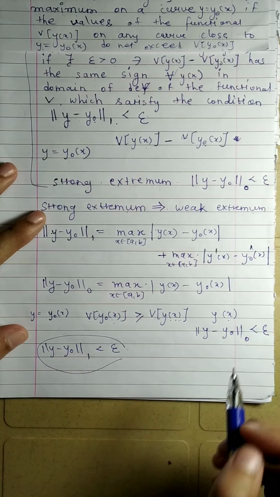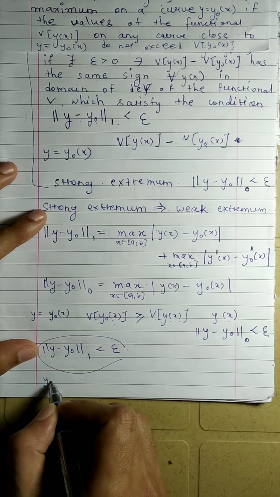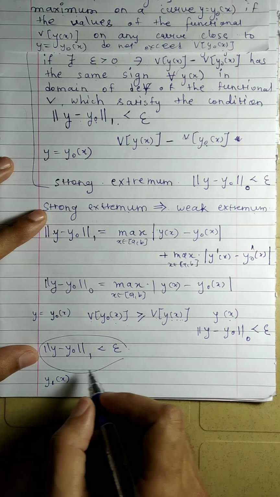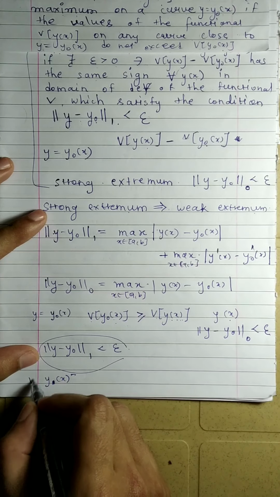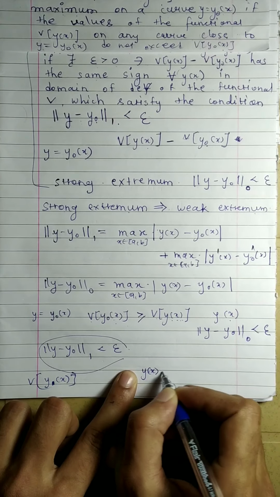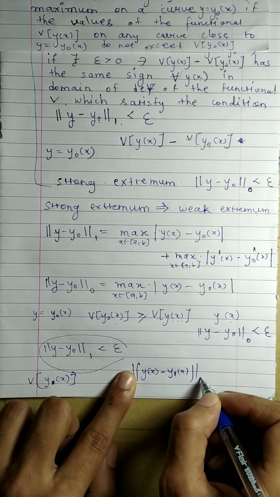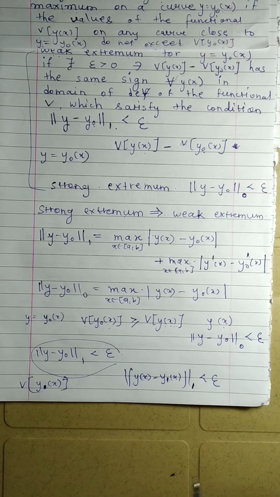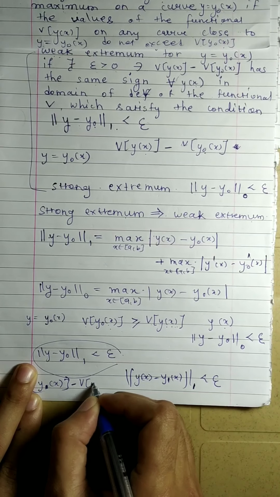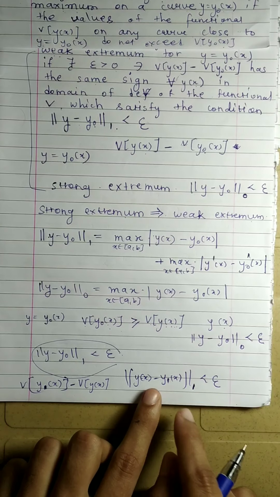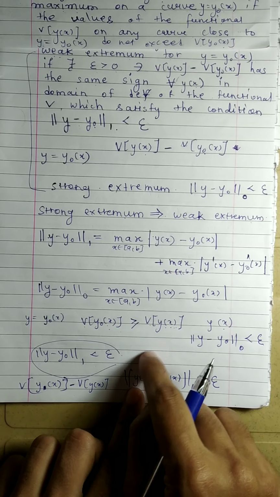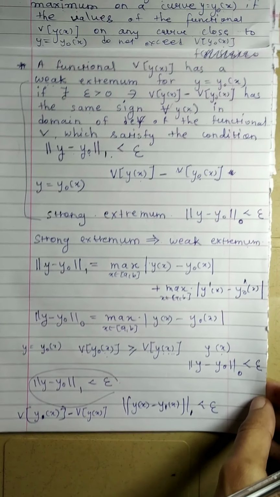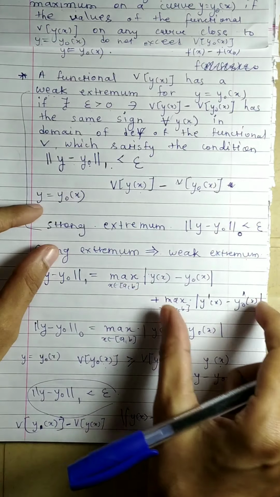Why will it not be true? See here, if I say at the point y1 on the curve y1 of x, I have a weak extremum. Weak extremum means what? Again I'll take the maximum. For all the curves y of x which satisfy this norm, this quantity is having the same sign. Now when I say that the curves y of x are satisfying this norm, what do I mean? I am considering the curves which are satisfying these conditions.